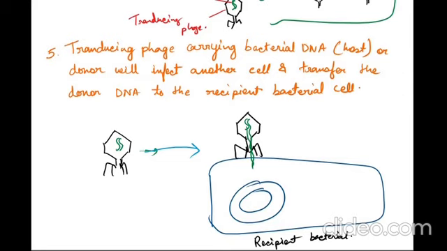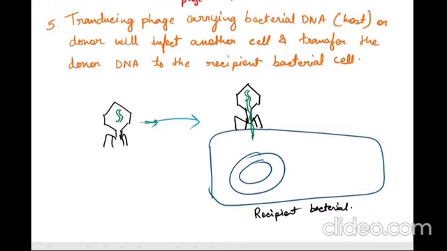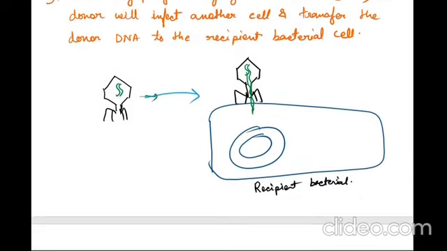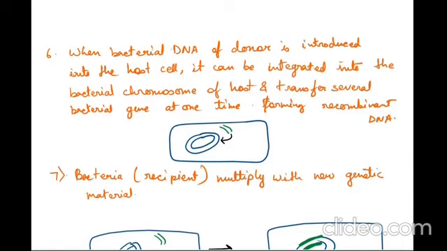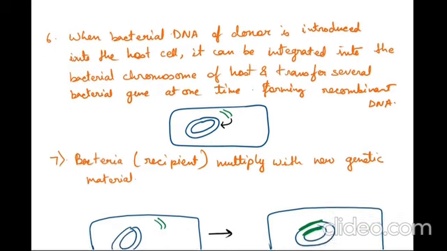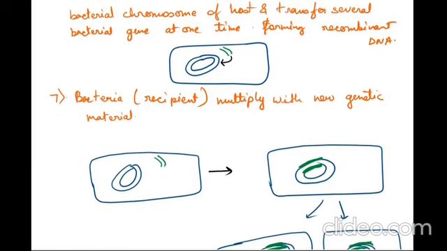The transducing phage carrying bacterial DNA from the host or donor will infect another cell and transfer the donor DNA to the recipient bacteria. So now this bacteria is receiving DNA from another bacteria, because it is not the phage DNA anymore, it is actually the DNA from another bacteria. When the bacterial DNA of the donor is introduced into the host cell, it can be integrated into the bacterial chromosome of the host and transfer several bacterial genes at one time, forming recombinant DNA. So now it has become recombinant.